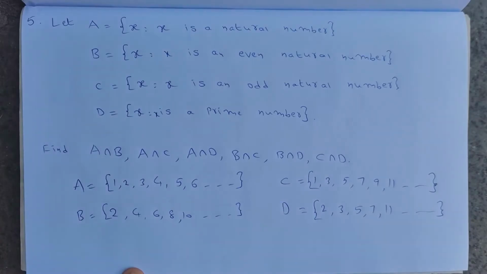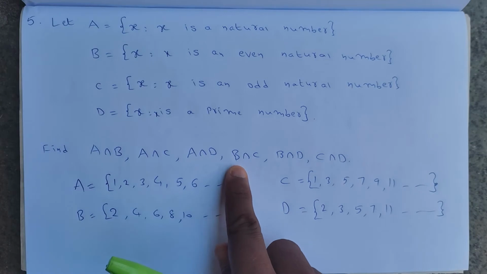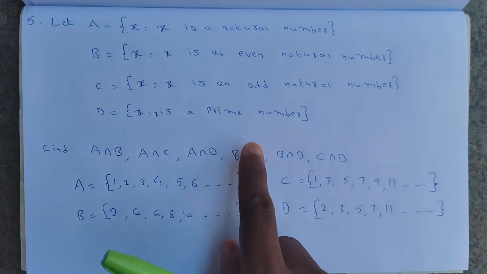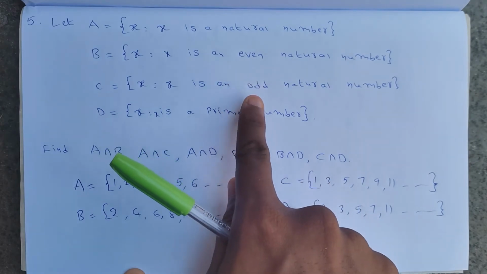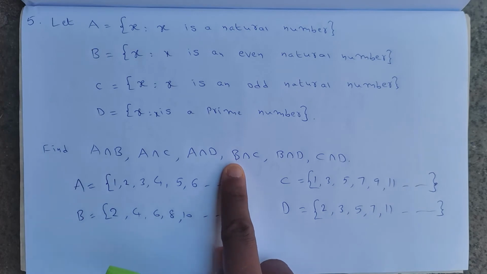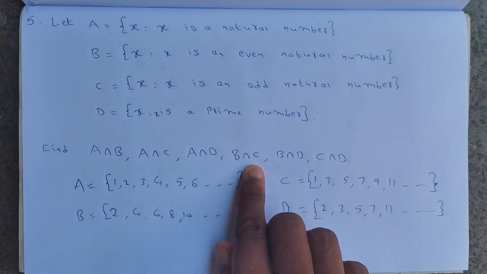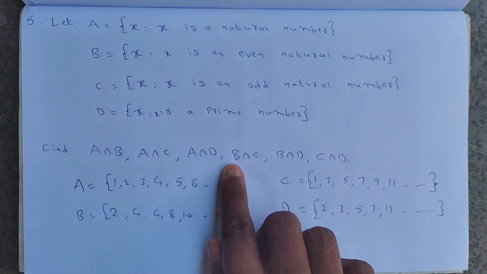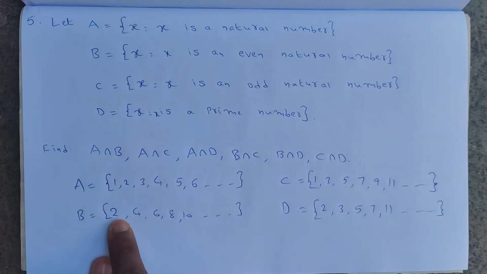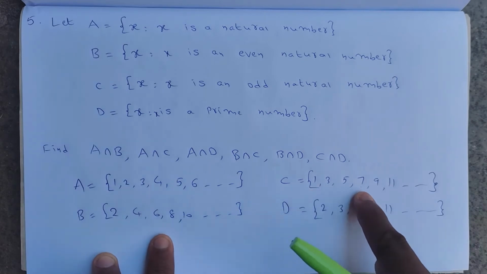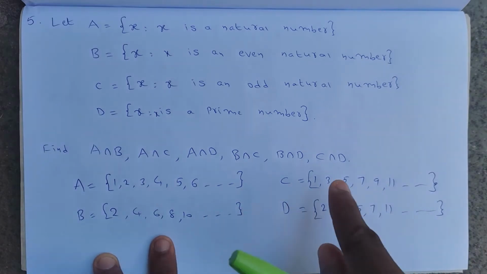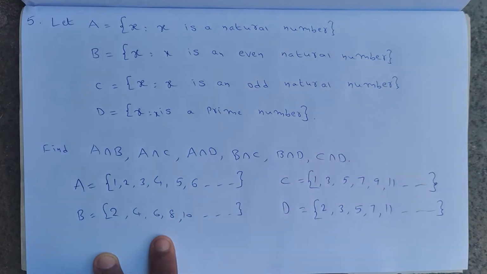Okay, the next question is asking B intersection C. Set B is even numbers and set C is odd numbers. In the even numbers and in the odd numbers, which element will be common? This is the total even number set and this is the total odd number set. If we observe the elements, not even a single element is common.